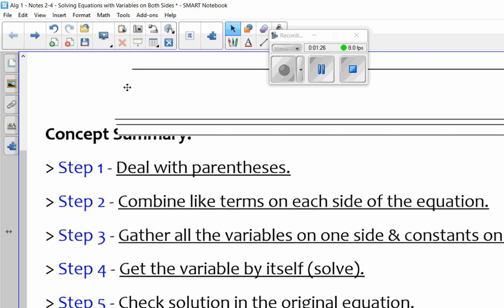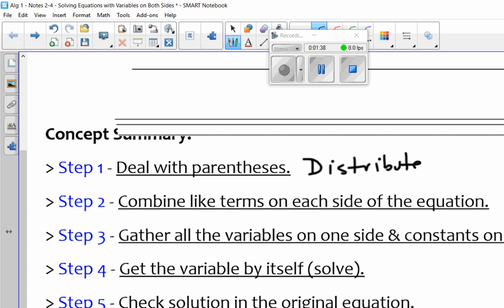Okay, in step 1, you're going to deal with any parentheses. A lot of different things could happen, but typically you're probably going to have to distribute, or you might be able to divide. It kind of depends on what your equation's got. We've talked about that before. You might need to combine like terms that are inside the parentheses. Okay, it doesn't mean the whole thing, but just what's inside the parentheses. So lots of stuff could happen.